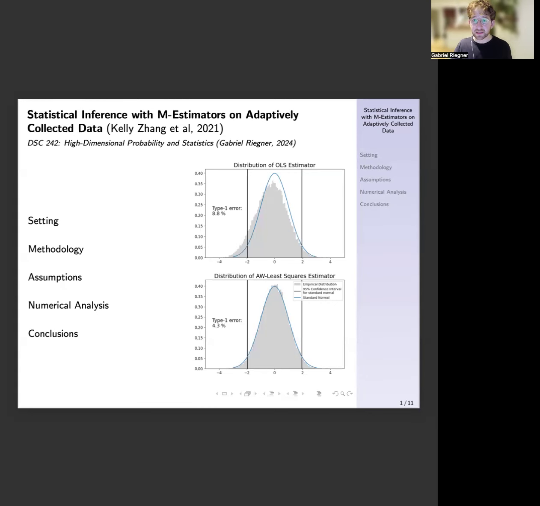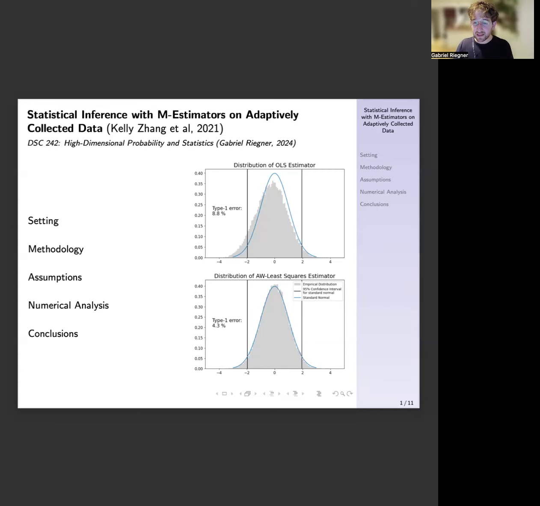All right, I'll be presenting on statistical inference with M-Estimators on adaptively collected data. This is a 2021 paper by Kelly Zhang, Lucas Jensen, and Susan Murphy. In this presentation, we'll explore the challenges of performing statistical inference on data collected using bandit algorithms and introduce a method for constructing valid confidence regions in the setting.